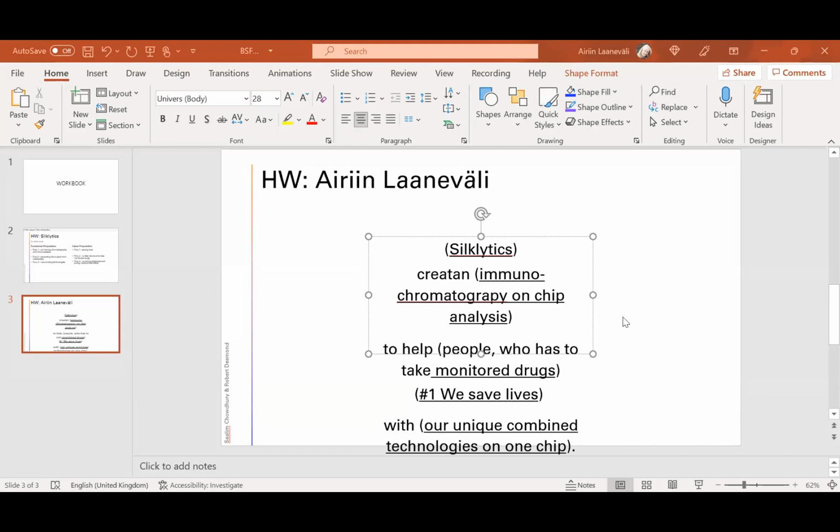Silklytics creates immunochromatography on chip analysis to help people who have to take monitor drugs. We save lives with our unique combined technologies on one chip.